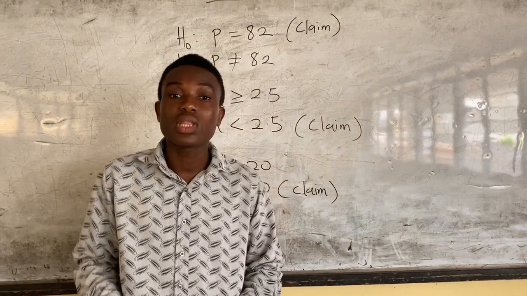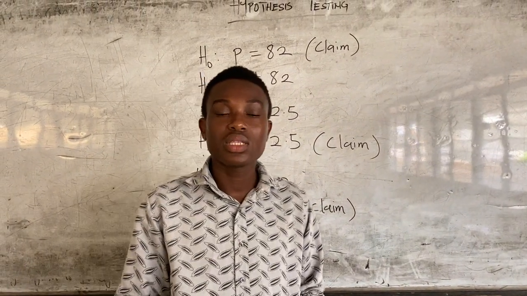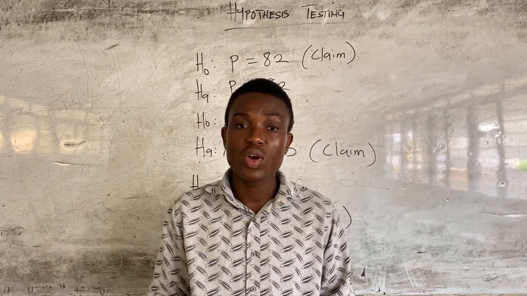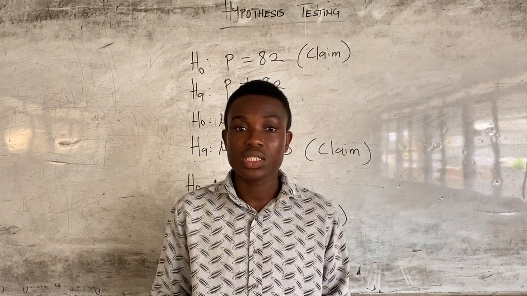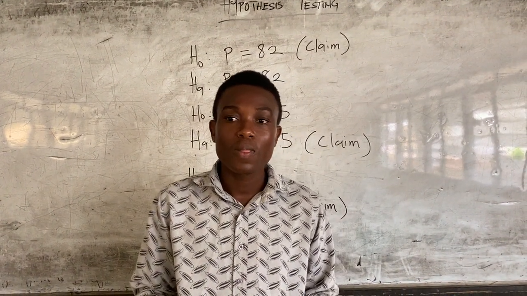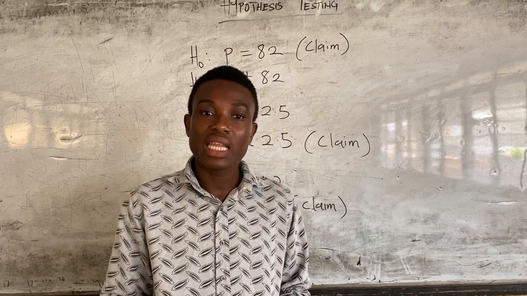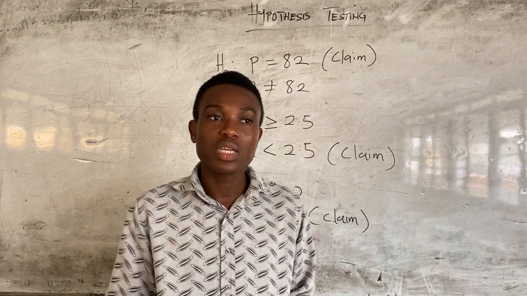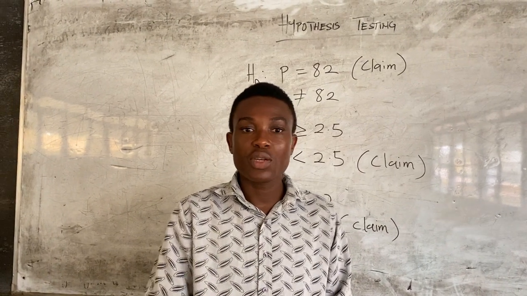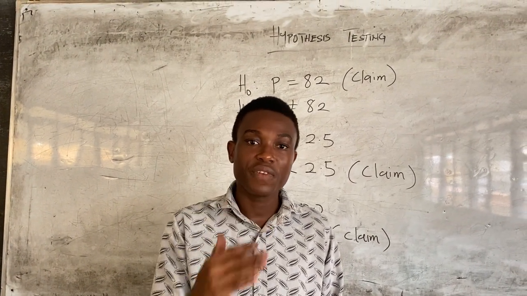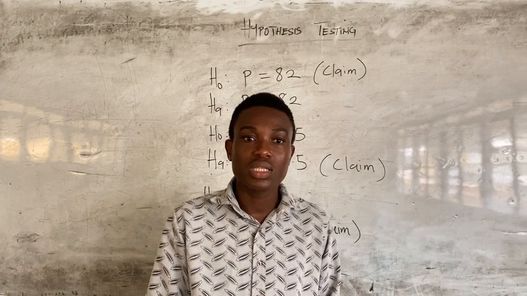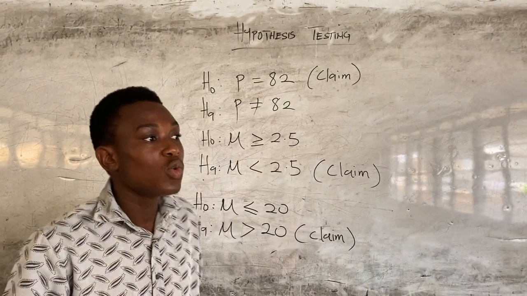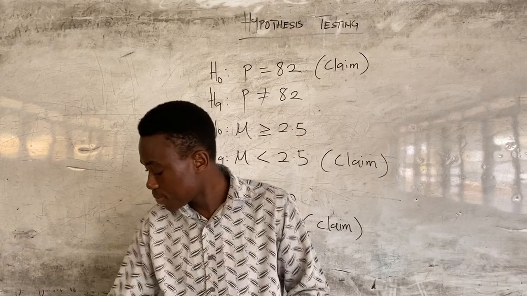So with regards to hypothesis testing, this is how we state the null and alternative hypotheses for any hypothesis question. You try to identify the claim in the question, and then you state the claim, then you state its opposite. But in writing it, the null hypothesis comes first, and then the alternative hypothesis follows. Let's quickly look at types of errors.